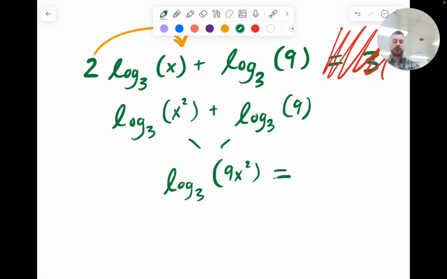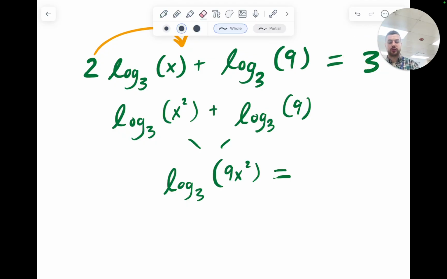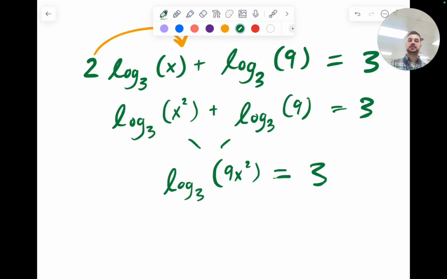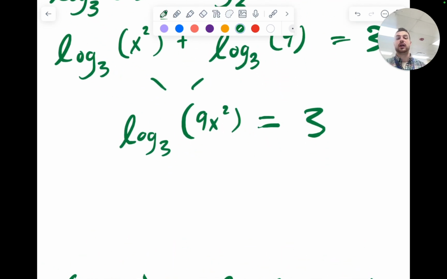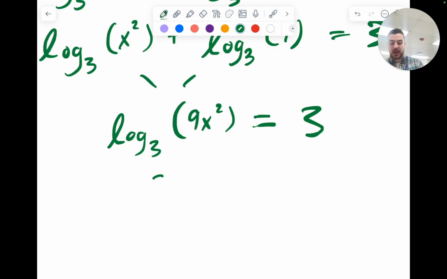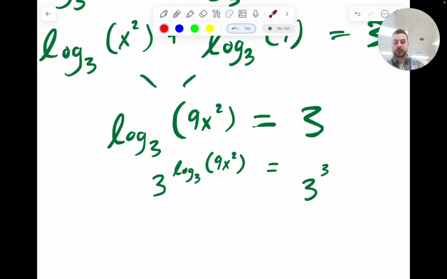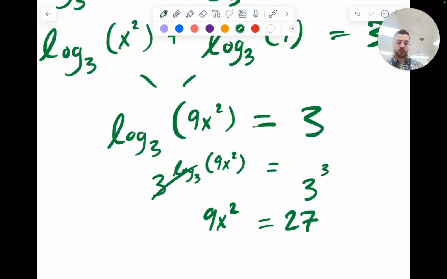And now we got to remember that this should be equal to 3 the entire time. So we're kind of stuck here. We've isolated our log. We've condensed as much as we can. What I need to do is get rid of the log. Now, to get rid of the log, I'm going to need to exponentiate both sides. So I am creating an exponential that has the same base as my log so that they cancel each other out. And I get 9x squared equals 3 to the third power, which is 27.